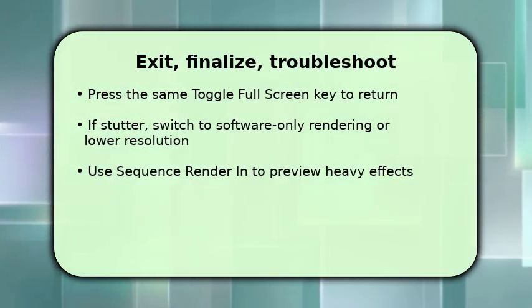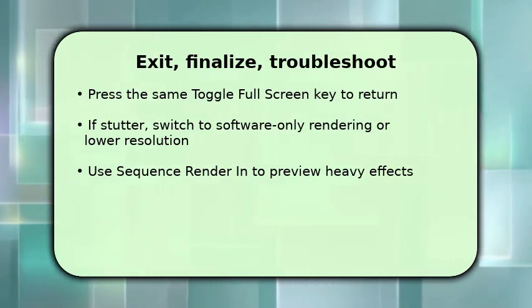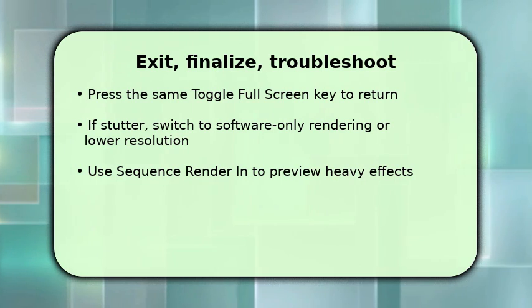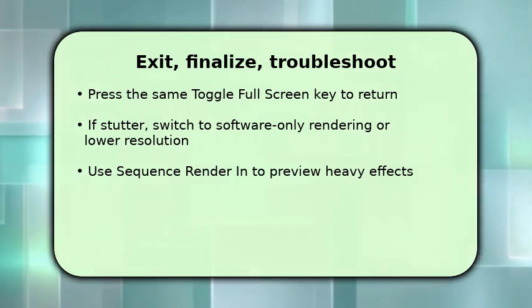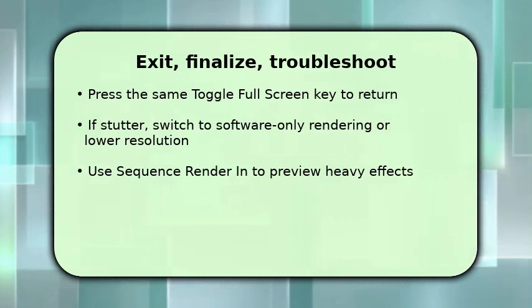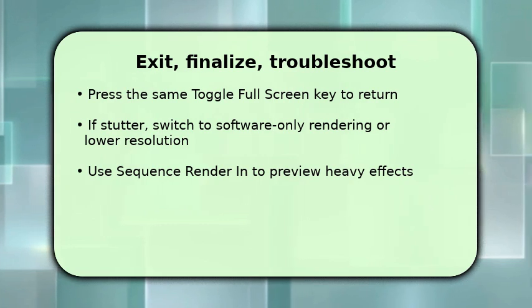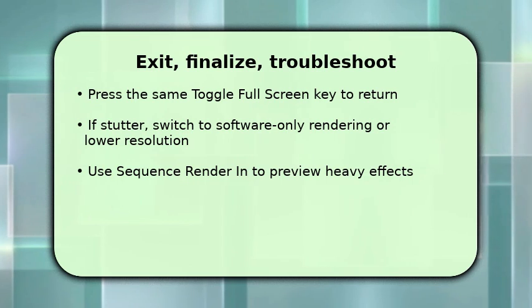You exit full screen by pressing the same Toggle Full Screen key or using the Program Monitor menu, then confirm edits in the timeline. If the preview stutters, switch renderer to software only or lower playback resolution to maintain real-time playback, because GPU or drivers can cause frame drops. Also render in to out for heavy effects to see accurate results.